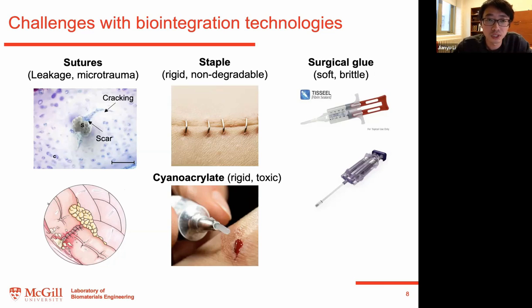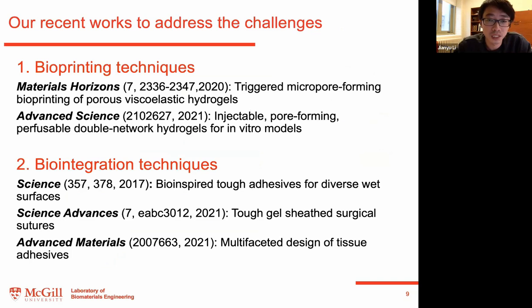Okay, so here we still need to improve this biointegration technology for organ transplantation and for tissue engineering material in order to integrate it with the human body. And for today's talk, I would like to highlight recent work from my lab to address these two aspects of challenge. The first one is on bioprinting, and we have some recent work that tries to enable us to mimic the microstructure of the biological tissue.